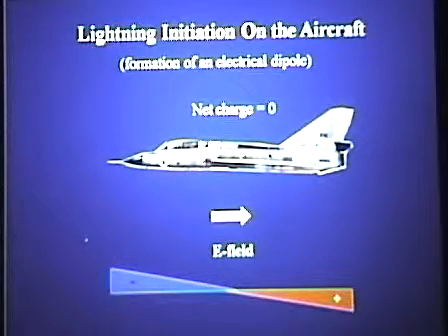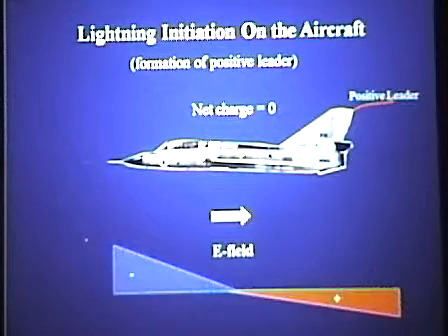So here we have aircraft, which is a conductor with net charge 0, and it's a dipole, because you have on one extremity maximum distributed positive charges, on another extremity you have negative charges, in electric field shown as E field here. So this is an electrical dipole in aircraft.